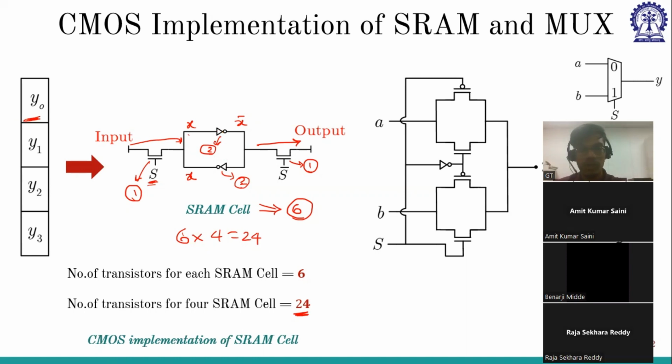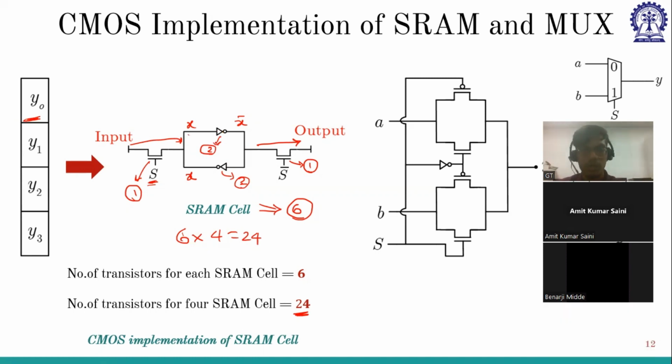Sir, if I want another data to enter this bistable multivibrator, then what should I do? Your input will be varied. Whatever input you want, you will give that input to this SRAM cell, and accordingly it will vary. But we have 4 such data, right? We cannot give 4 data to the same SRAM cell. We have to use 4 different SRAM cells.